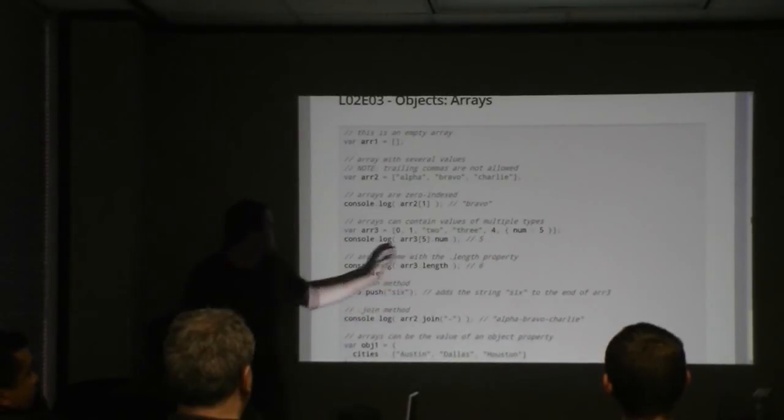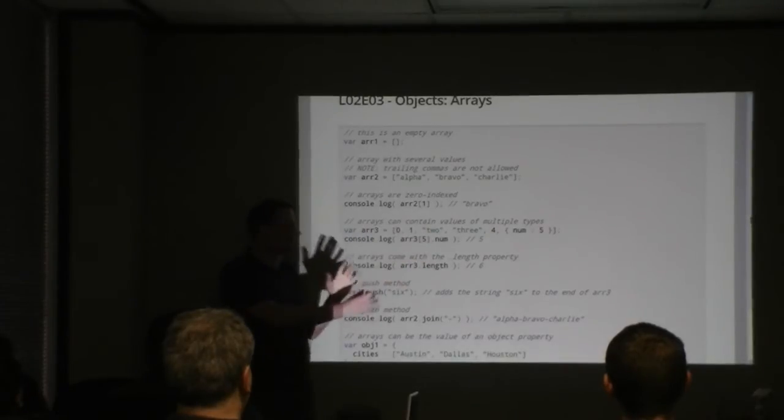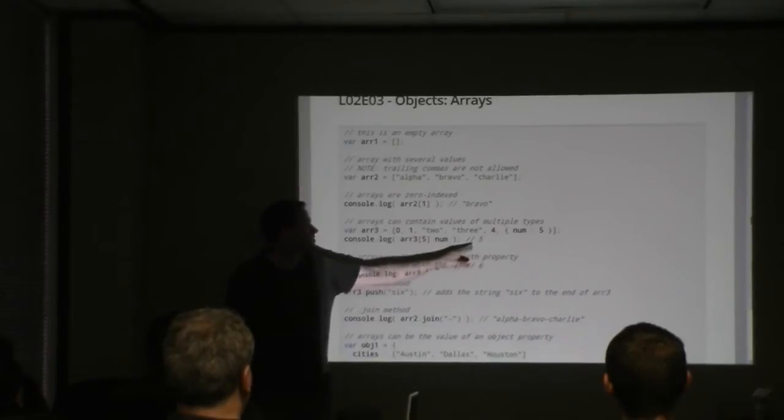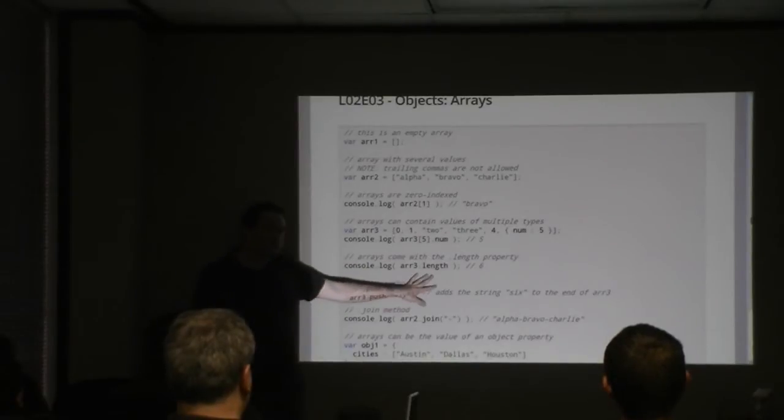Everyone see this syntax? We're referencing the fifth element of this array, which is an object, and then using dot notation to show the property num, which is 5. So this prints 5. Making sense so far?